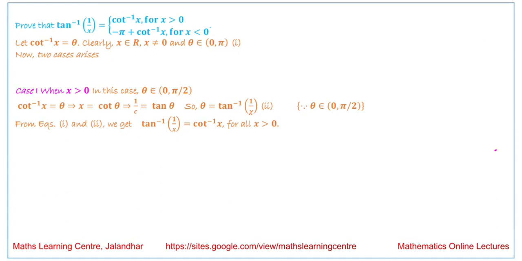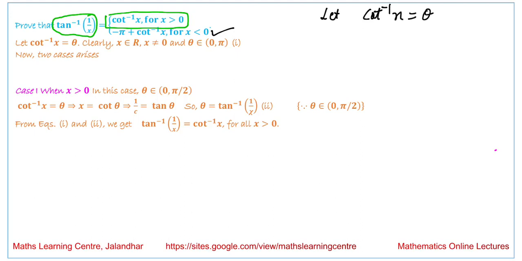Now the next question we have: the first part we have already seen, that tan inverse of 1 by x is equal to cot inverse of x for x greater than 0. Now the second part is, if x is less than 0, then the answer is minus pi plus cot inverse of x. To prove this, let cot inverse of x be equal to theta. Then the value of x belongs to R.